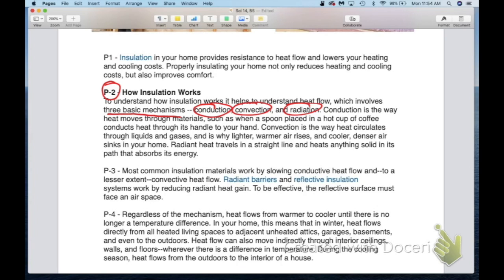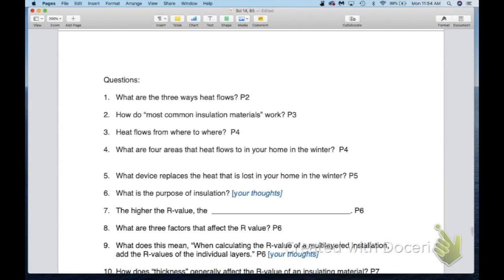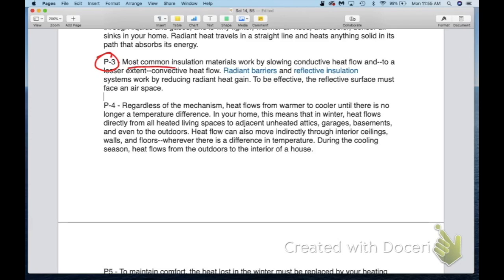Maybe we'll do one more together here. Okay, let's go back down. Question number 2. How do most common insulation materials work? Paragraph 3. Okay, so paragraph 3: most insulation materials work by slowing conductive heat flow, and to a lesser extent, convective heat flow. So we basically slow down conduction and we slow down convection. That's how most of our common insulators in our houses work.